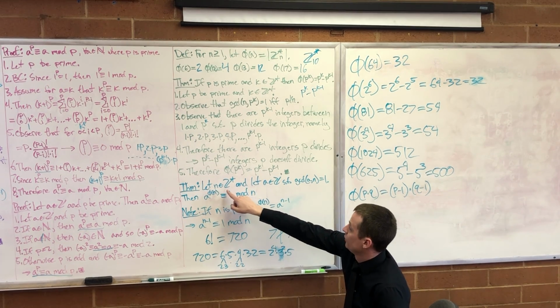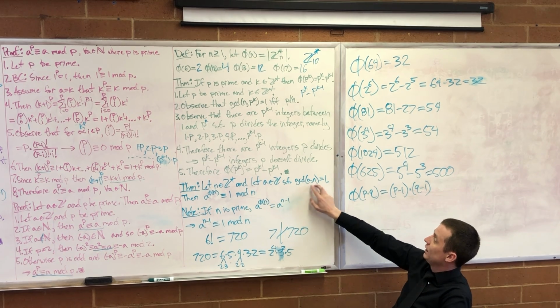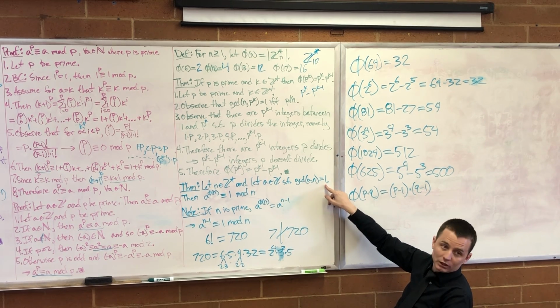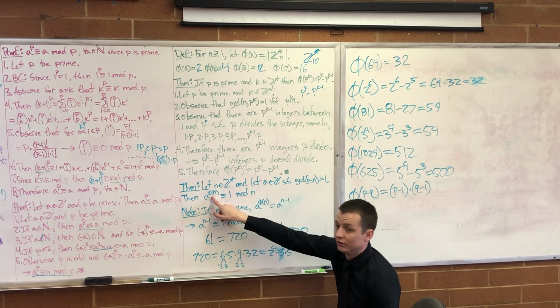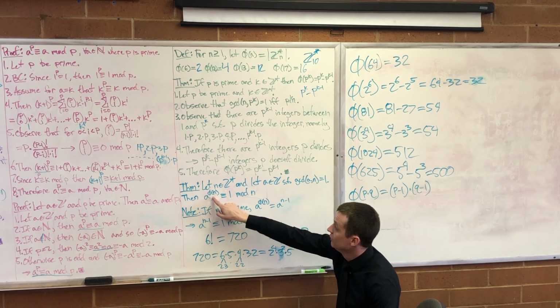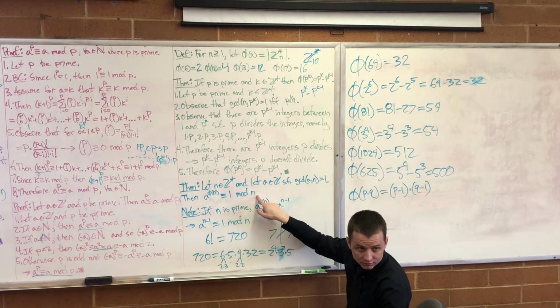So let n be a positive integer and let a be any integer, such that the GCD of a and n is equal to 1. So a and n are relatively prime. Then a to Euler's totient of n is congruent to 1 mod n.